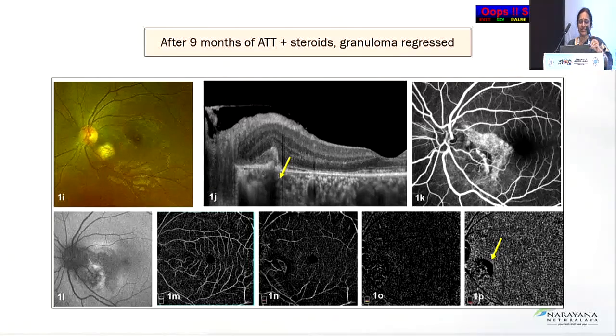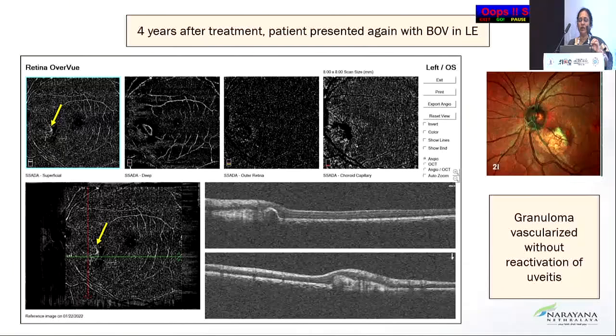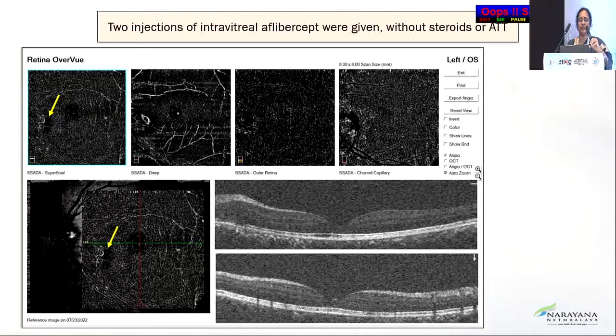The granuloma regressed. 4 years later, patient presented with defective vision in the left eye, where we could see the neovascularization on the surface of the granuloma, which you could see on FFA. However, there was no activity of the granuloma. So, the granuloma was vascularized without reactivation of the uveitis.